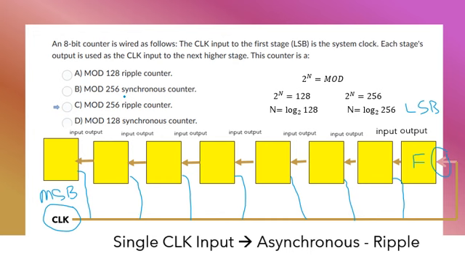Right now we are asynchronous, which is your ripple counter. Alright, so that's it for this question.